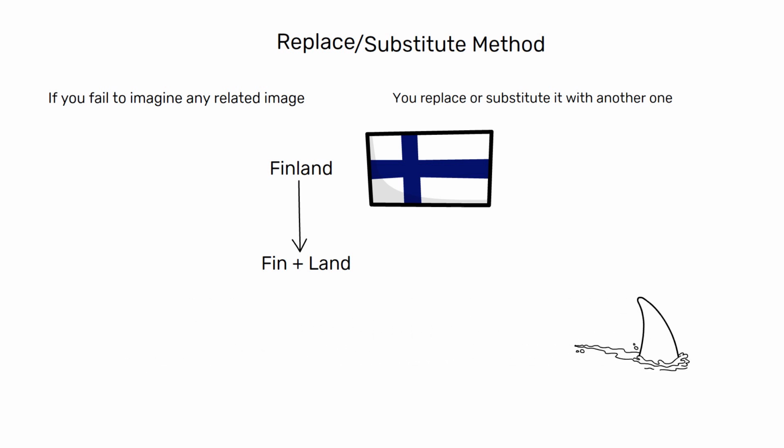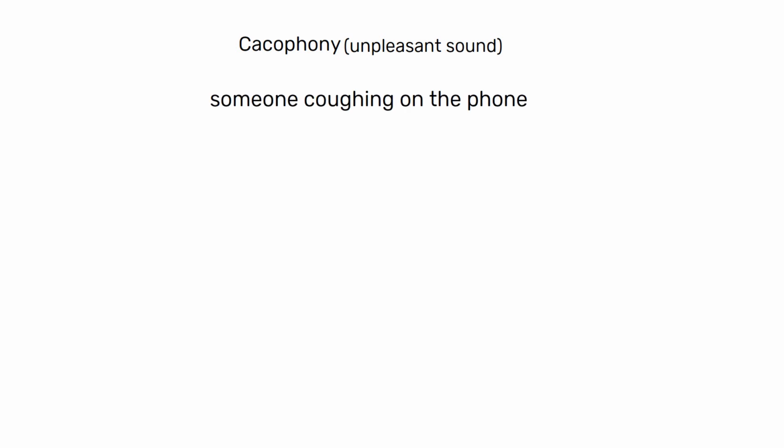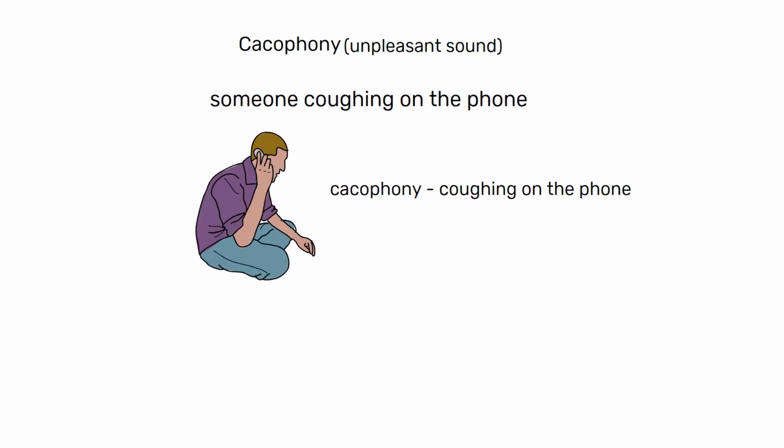Another example. Let's assume you have to memorize the word cacophony, meaning unpleasant sound. Cacophony can't be put into any image. You can substitute or replace it with the image of someone coughing on the phone, and the sound is very unpleasant to you. That means cacophony, coughing on the phone. This will remind you of the word cacophony with its meaning. You can substitute or replace anything that will make sense to you. Apply the S.P.E.A.R method to make your association stronger.